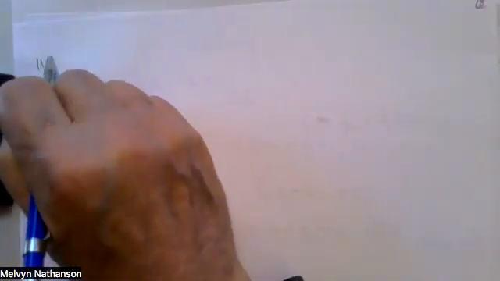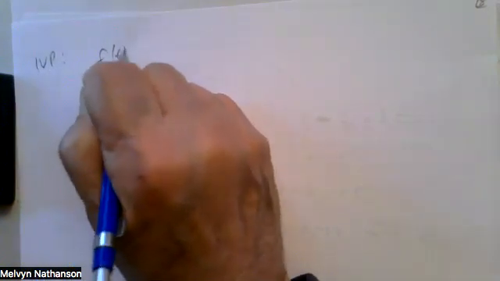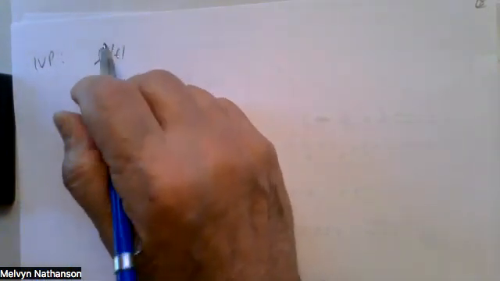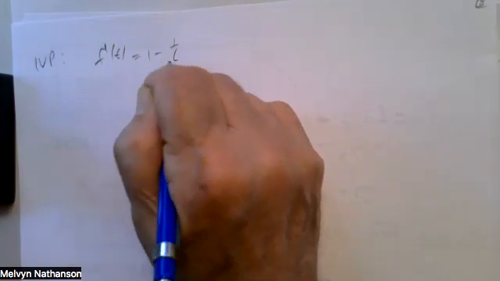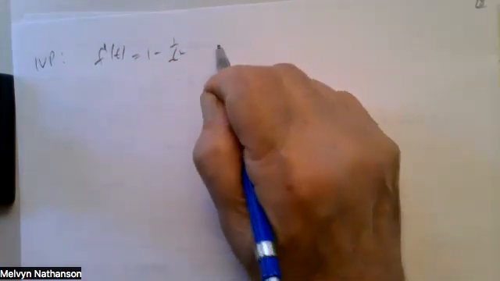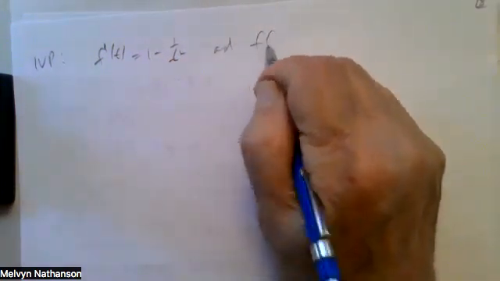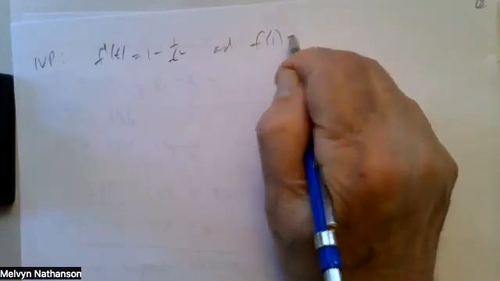We have the initial value problem. F prime of t is 1 minus 1 over t squared. And the initial condition is that at t equal 1, f of 1 is 0.